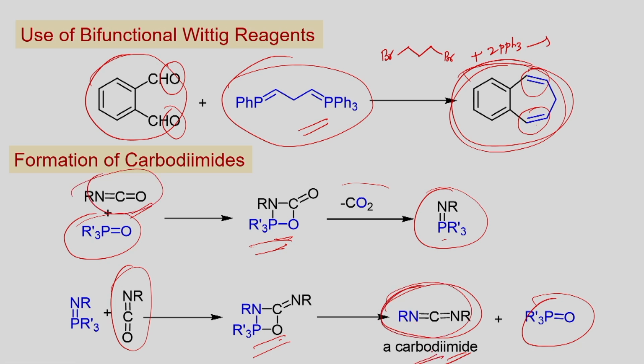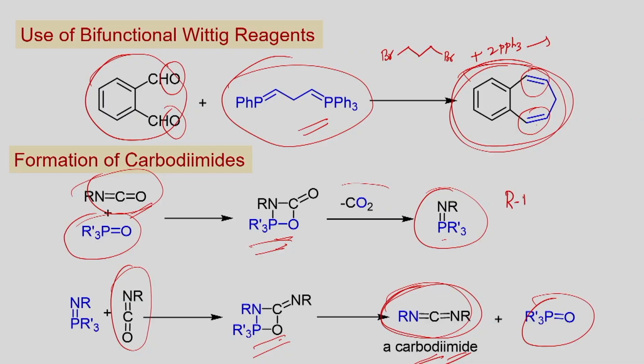Already we have seen carbodiimide is a very important reagent. Already we have seen carbodiimide we use as coupling reagent in peptide chemistry. For example, if we have this amino acid, when you use the carbodiimide, you will form the amide. This will be converted into urea.